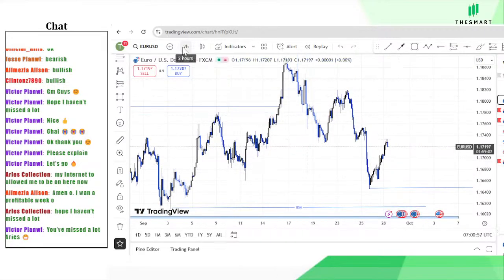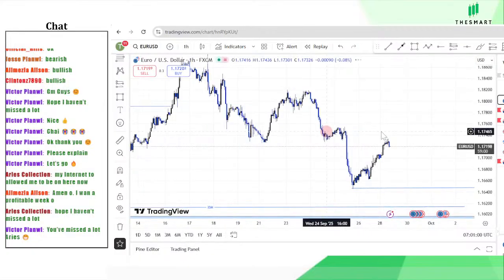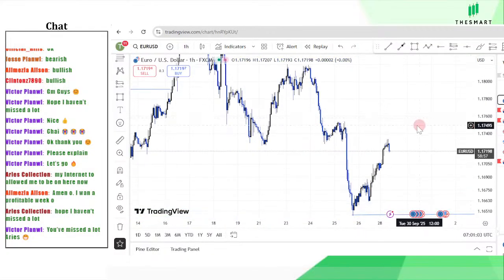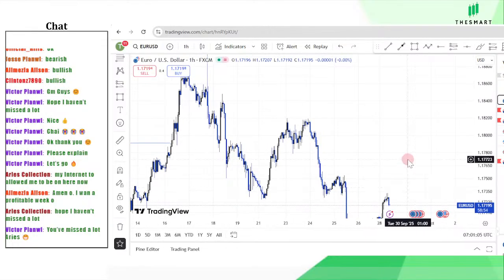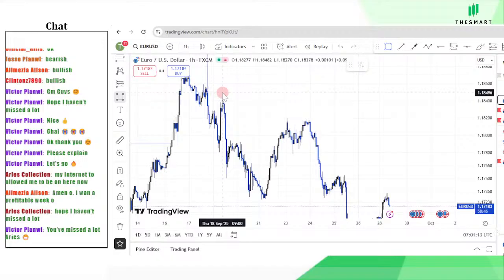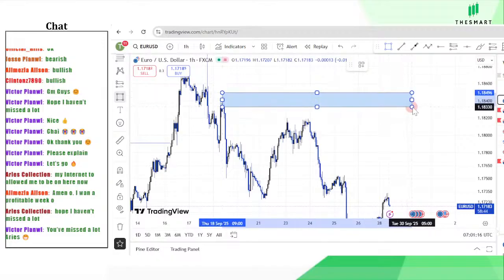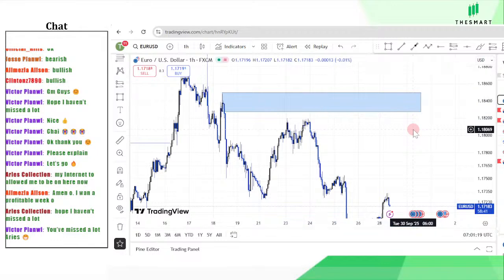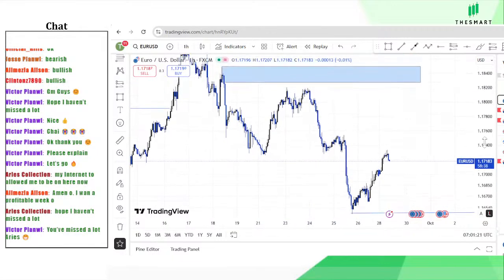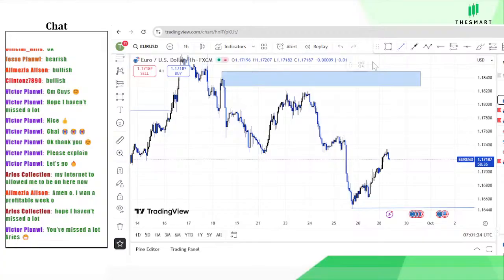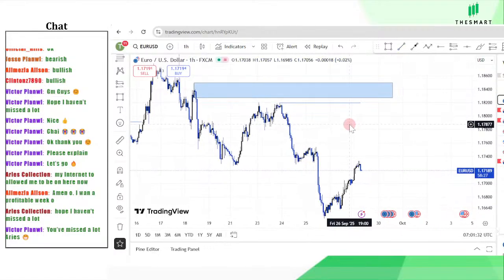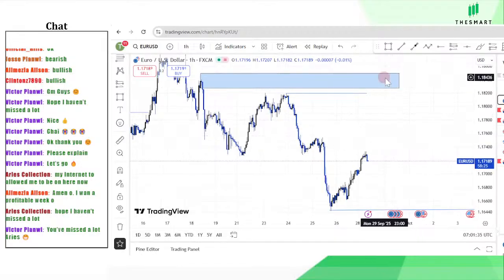Let's see if we can actually get a sell, since we already have our buy in place. If we actually want to look for a sell, this is what we should be looking for. I want to see price come back into this point, with that inducement at this point. So for the sell, this is what we want to see. We want to see price come back to this zone.